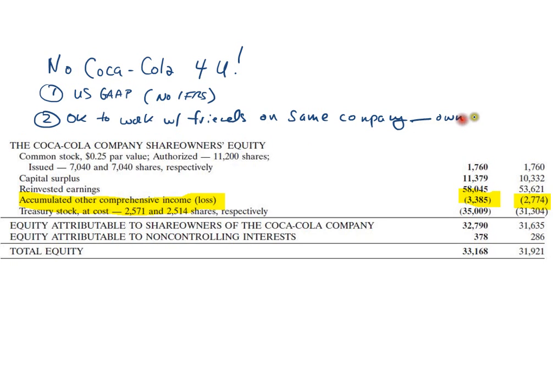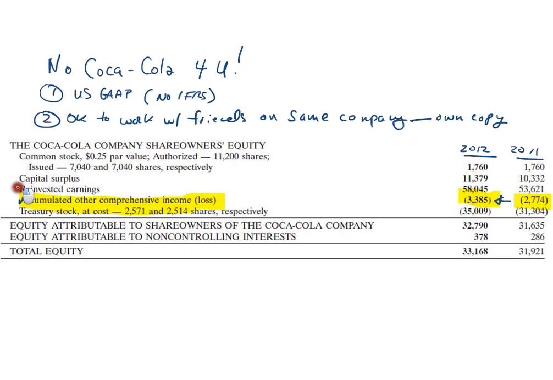Own copy. All right. Okay, so back to the financial statements. Here's a snapshot of Coca-Cola's 2012 financial statement. So they have 2012 and 2011, and the AOCI balance goes from 2774 debit to 3385 debit. Okay.